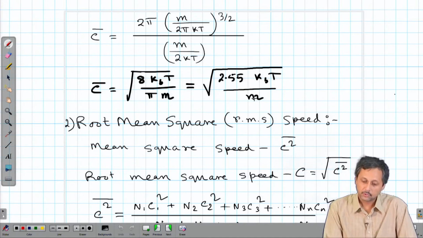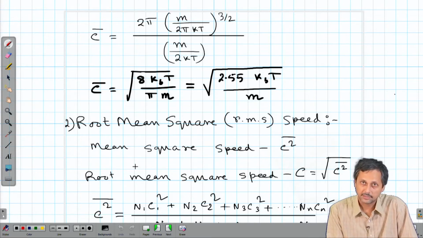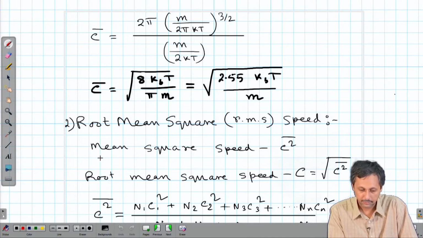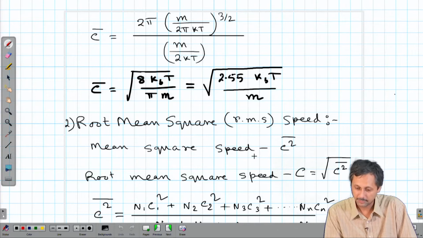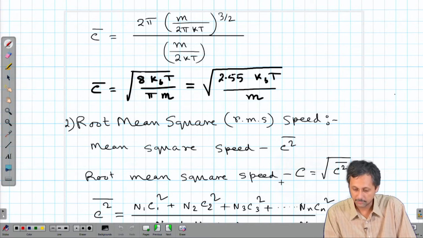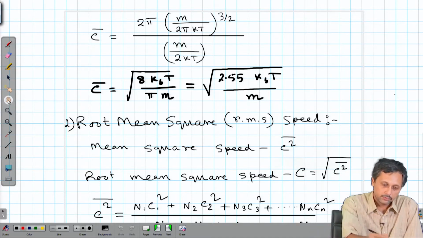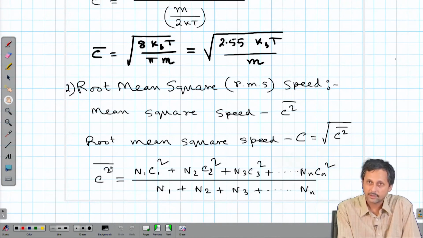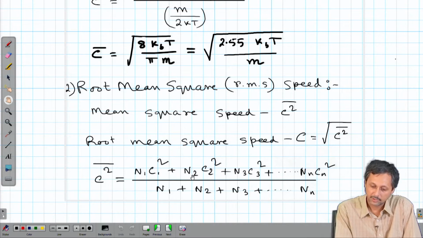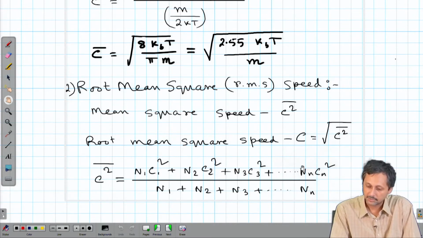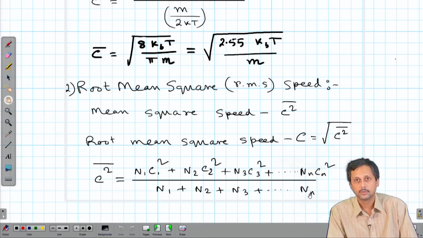Next we define the root mean square or R.M.S. speed, which is once again a mean speed. So first we define the mean square speed, which is c square average, and then we define the root mean square speed as capital C, which is equal to root over of the mean square speed, c square average. Now, all we have to do is find out the expression for c square average, which is n1 c1 square plus n2 c2 square all the way to nn cn square divided by n1 plus n2 plus n3 all the way to nn.